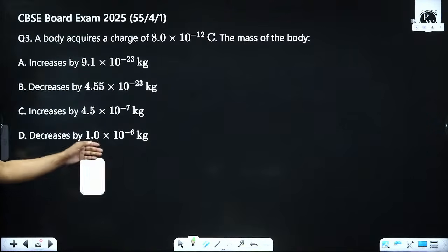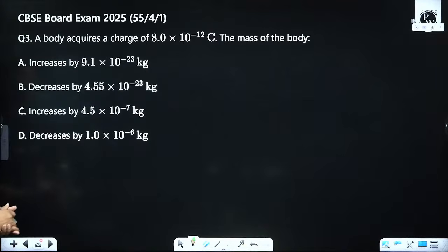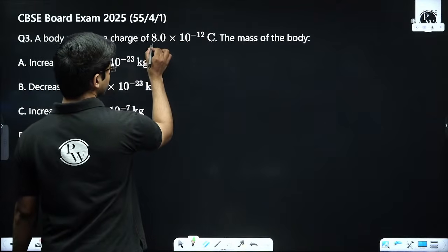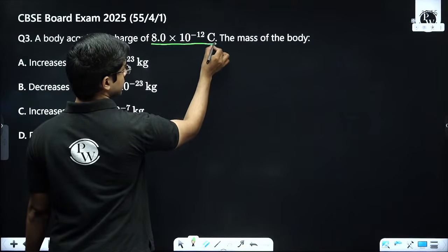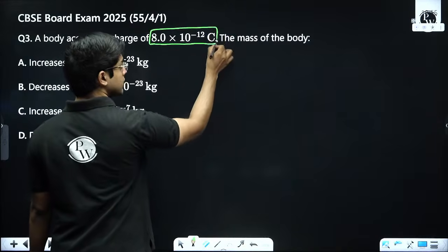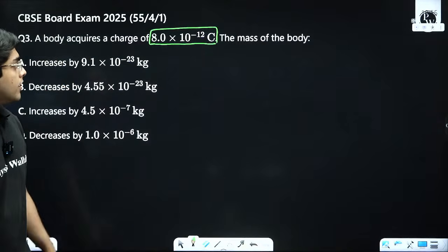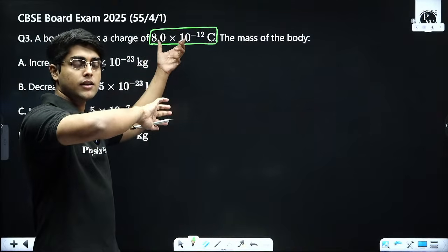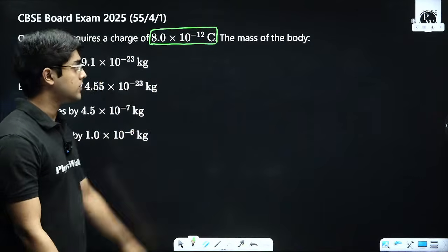Yeah, so this question has been asked in CBSE itself. It's given that a body has acquired a charge of 8 into 10 raised to minus 12 coulombs. A body has acquired this much amount of charge. And how did this body acquire the charge? By removing some electrons from it, right?